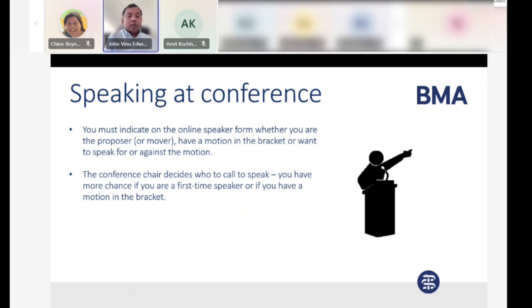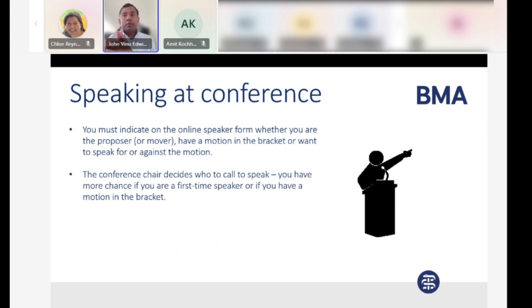So again, this is important. You must indicate on the online speaker form whether you are a proposer or mover, and have a motion in the bracket, or want to speak for or against a motion. What that means is, when you submit the speaker slip form, it asks you whether you are the one who submitted the motion, for example, if it's come from your region. If I have submitted a motion from my region, say I want to reintroduce the associate specialist post, then it's my motion, and I need to put in a speaker slip as a proposer.